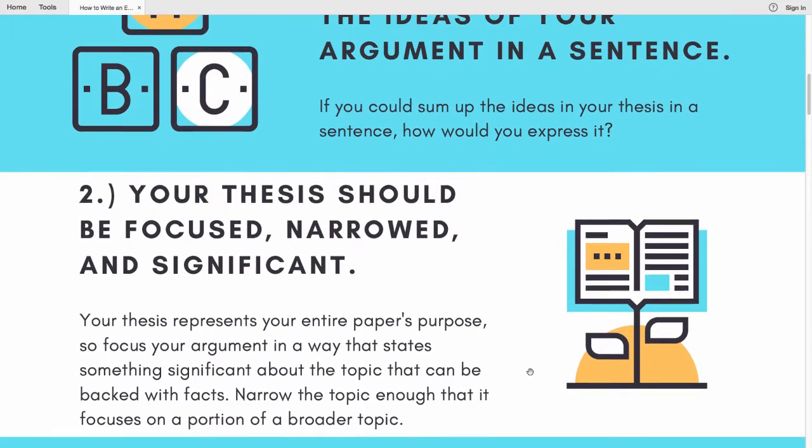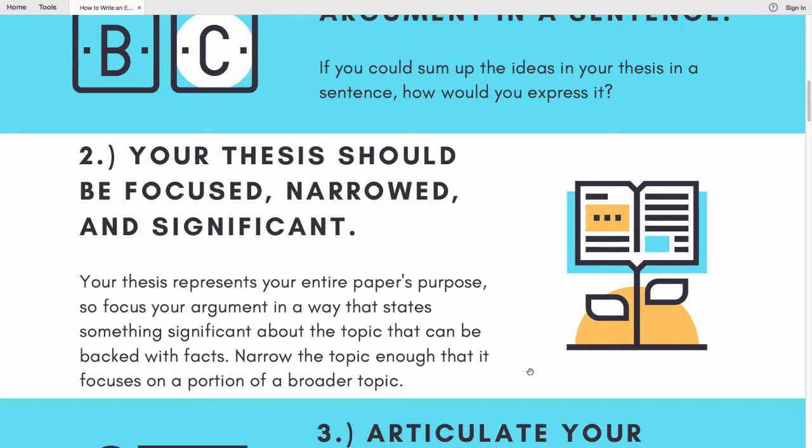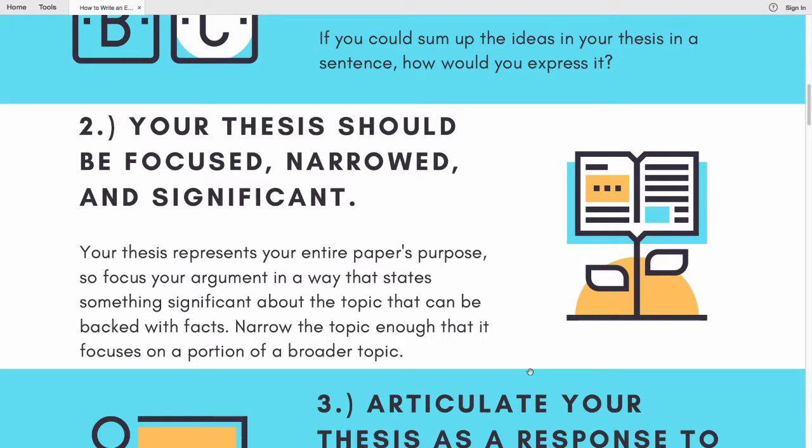Number 2. Your thesis should be focused, narrowed, and significant. It represents your entire paper's purpose. Remember that your thesis represents your whole purpose, everything you're saying in your entire argument, in your entire paper. So think about how you can represent your purpose effectively. Focus your argument in a way that states something significant about the topic that can be backed with facts. Narrow the topic enough that it focuses on a portion of a broader topic.